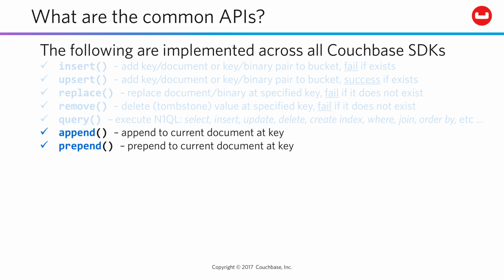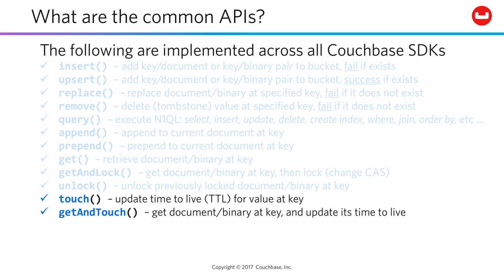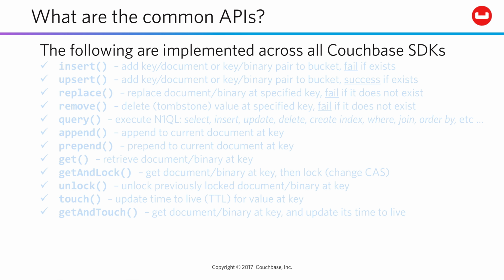There are APIs to append and prepend text to a specified document, APIs to get a document by its key or to get and optimistically lock or unlock that document by changing its check and set value. There are APIs to touch a document and increment its time to live, or to simultaneously get and touch a document. And an API to get and manage a cluster-wide counter value, commonly for use in generating unique document IDs.